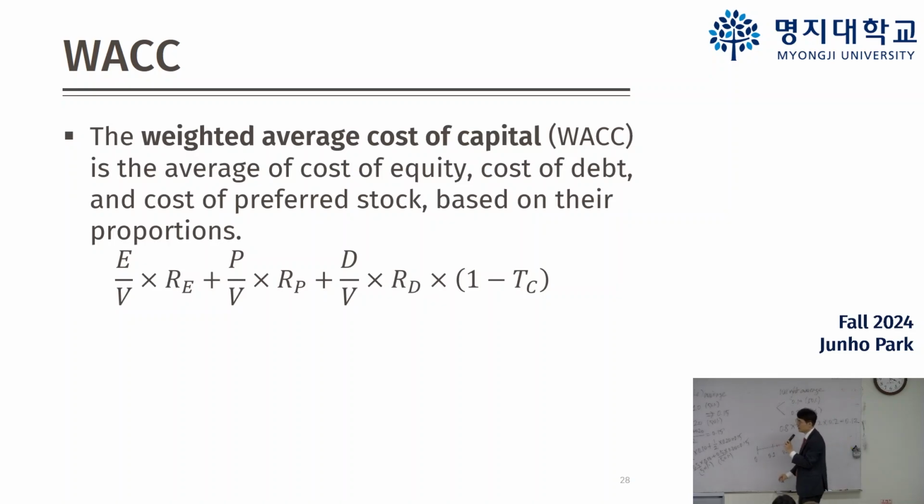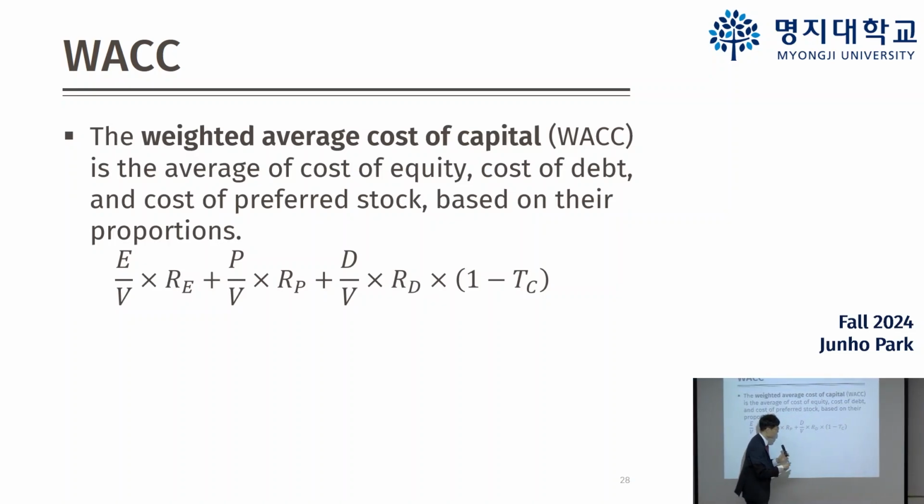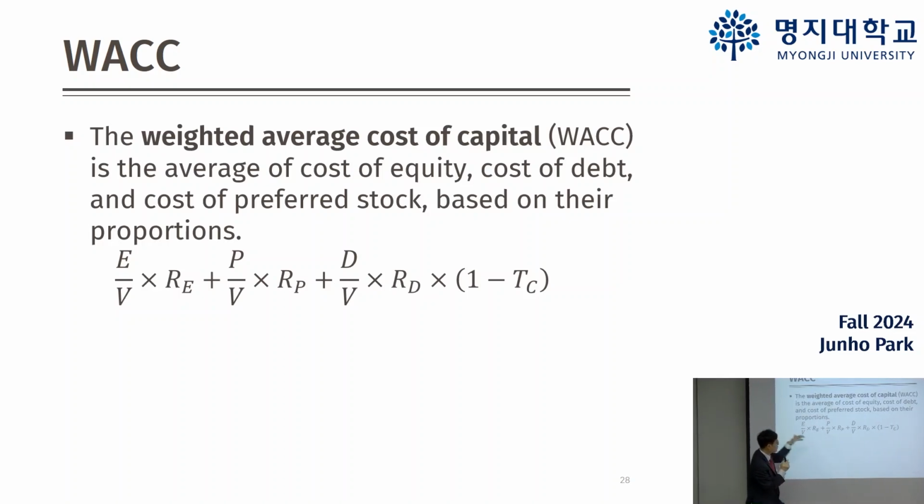And actually, what we have in this calculation is the same. In a nutshell, what we want to have is the combination. In other words, the average of RE, RP, and RD. We want to have an average, the mixture of the required rate of return by the equity holders, the required rate of return by the preferred stockholders, and the required rate of return by the bondholders.